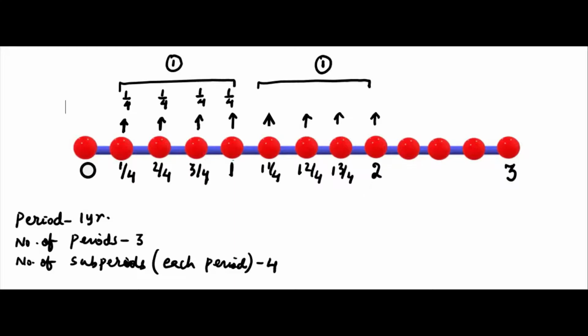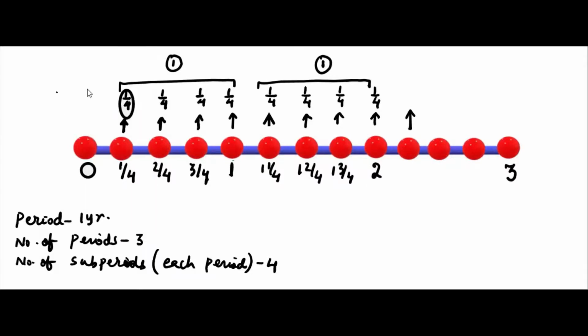Four. These are the 4 payments. Let me write 1 by 4 here, 1 by 4 here, 1 by 4 here, 1 by 4 here. Then again I can start from here. See, the payments are in arrears. Here for this period or sub period, the payment is here. So we are doing in arrears now.